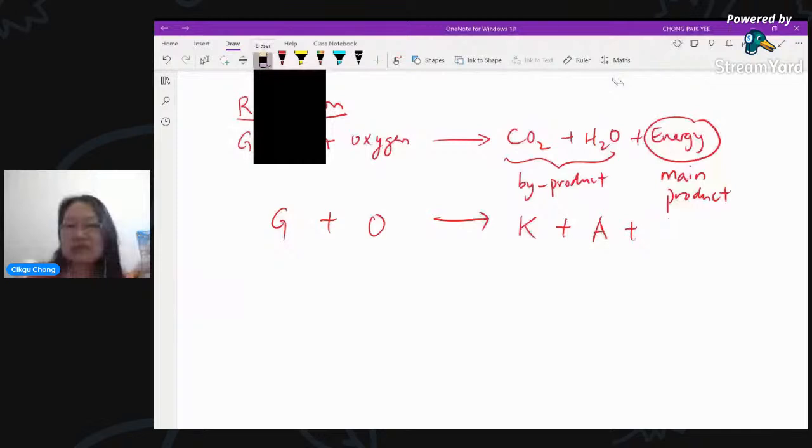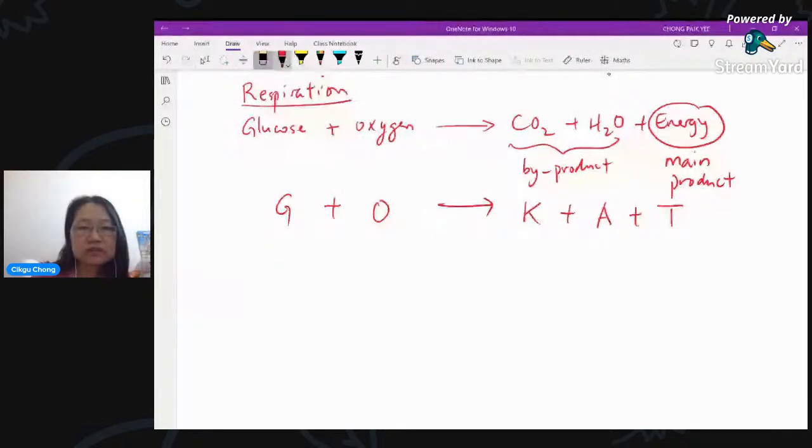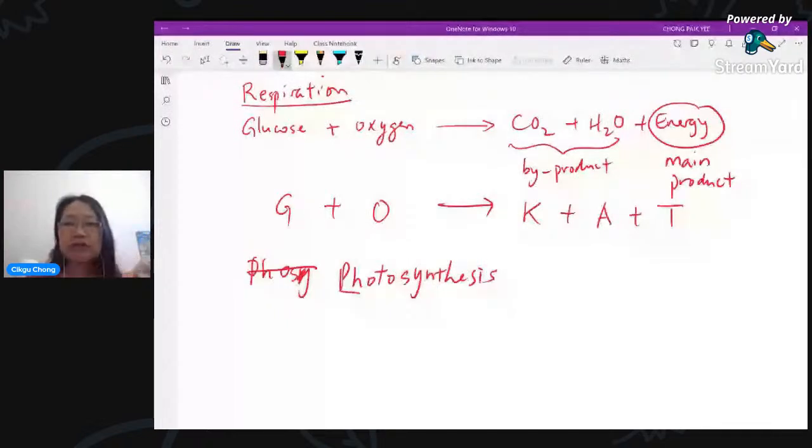For photosynthesis, when you have photosynthesis, photo, TO, missing a TO. My pen is not working very well today. Okay, photosynthesis. Respiration is actually to break down the food to release energy. Photosynthesis is actually making back the food.